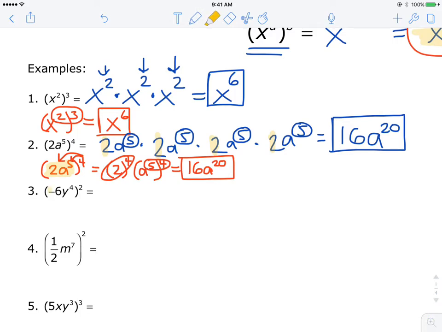So everything in problem 3, the -6 and the y to the 4th power are being squared. So I'm going to write it separately to help my brain a little bit. I'm going to think about it as -6 getting squared, and also y to the 4th power is getting squared. Okay, -6 quantity squared is going to be a positive 36, and y's new exponent is 4 times 2, which is 8.